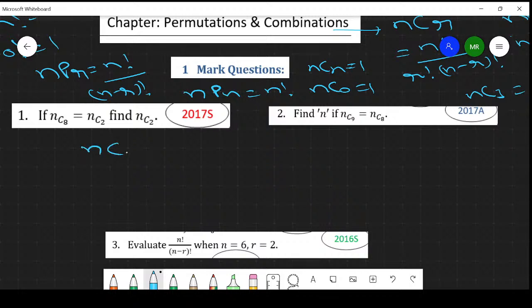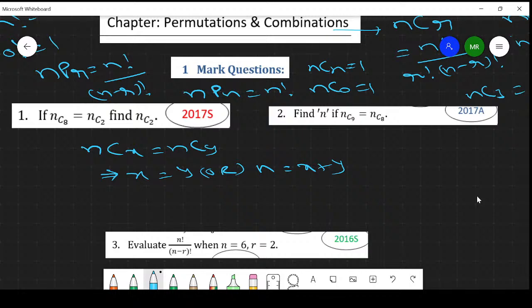Whenever nCx is equal to nCy, from this I can conclude that either x is equal to y, or x plus y is equal to n. This is the concept. Either you can use x equal to y, or n is equal to x plus y.